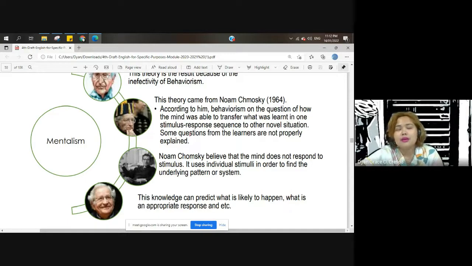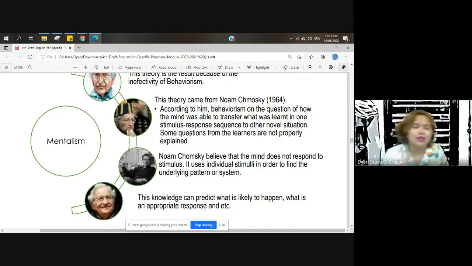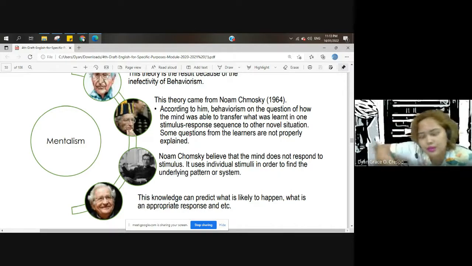Kasi 'di ba, this is just like this. 'Di ba parang dun nung una, baka malito kayo ha, yung kanina sa behaviorism there's a pattern. Pero dito sa mentalism, may pattern siya, yung brain natin mismo na alam natin yung sagot, alam na natin yung response.